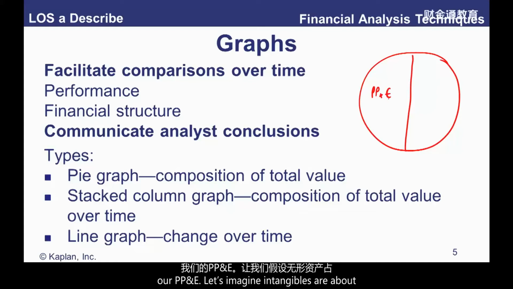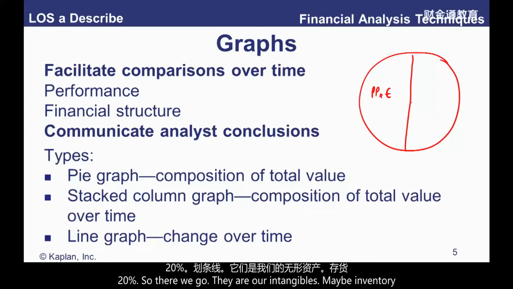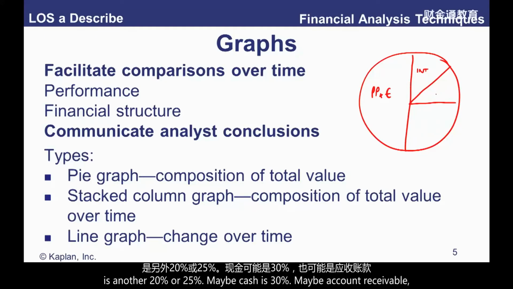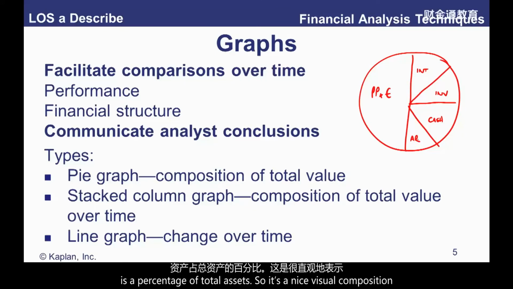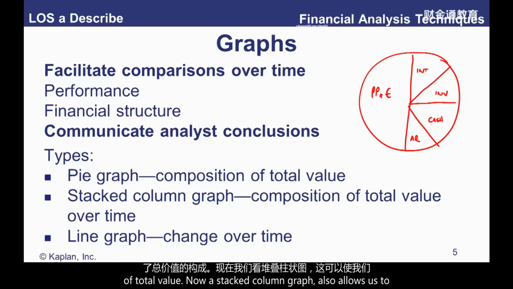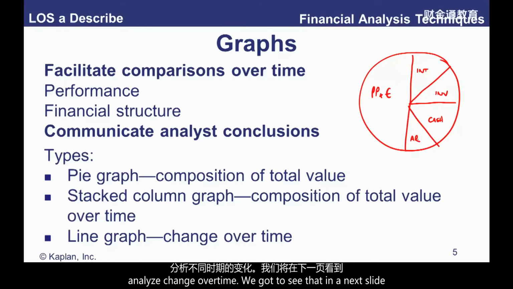Let's imagine intangibles are about 20%. So there we go, there's our intangibles. Maybe inventory is another 20 or 25%. Maybe cash is 30%. And maybe accounts receivable, the balance. So the idea with a pie chart is, of course, we can instantly see a visual representation of how each asset is a percentage of total assets. So it's a nice visual composition of total value. Now a stacked column graph does this, but also allows us to analyse changes over time, and we're going to see that on the next slide.